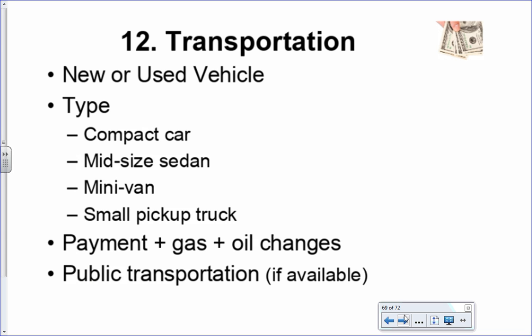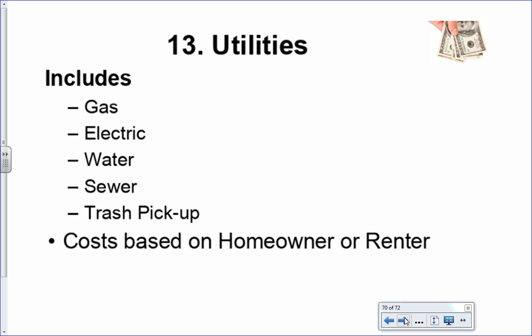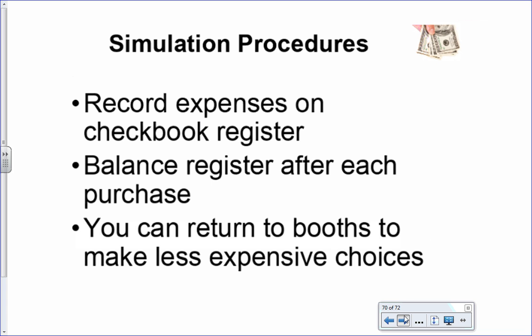Transportation: do I own my own car? Is it new? Is it used? What kind of car is it? Gas, oil changes, my car payment, or maybe I just take the bus and use public transportation. Utilities: we have to pay utilities, gas, electric, water, sewer. Some places you have to pay to pick up your trash. And then costs based on homeowner or renter.